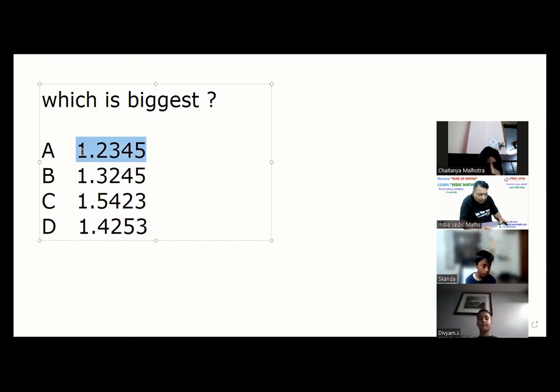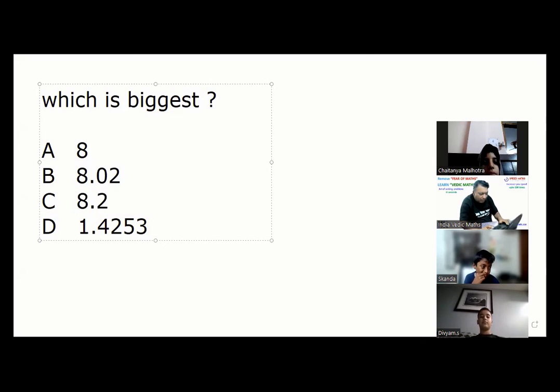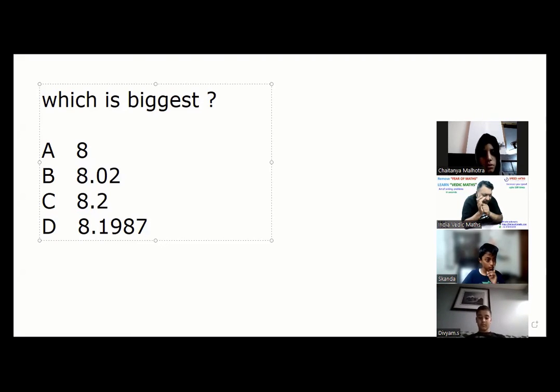Next number is 8. 8.02. 8.2. And the last one is 8.1. Tell me which one is biggest. Everybody, please. Panash says C. Skanda says 8.2. Ira says C. Divyam says C.